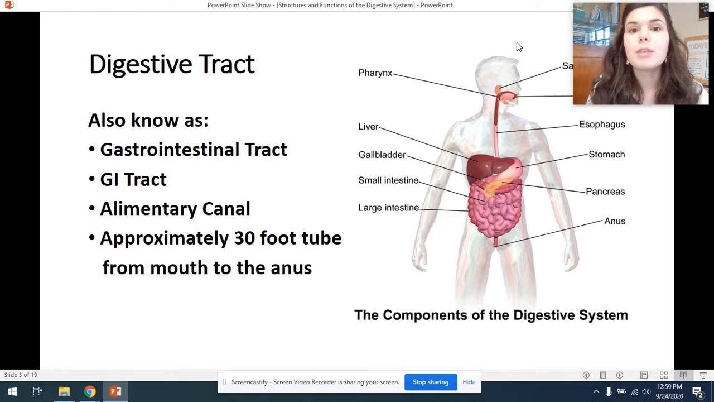So let's talk about some different vocab surrounding the digestive tract. In some cases, you may hear it referred to as the gastrointestinal tract. Remember that gastro means stomach, and then intestines are large and small intestines, which can sometimes be shortened down to the GI tract. It may sometimes also be referred to as the alimentary canal. And a fun fact is that your GI tract is approximately 30 feet long, starting all the way from the mouth to the anus.